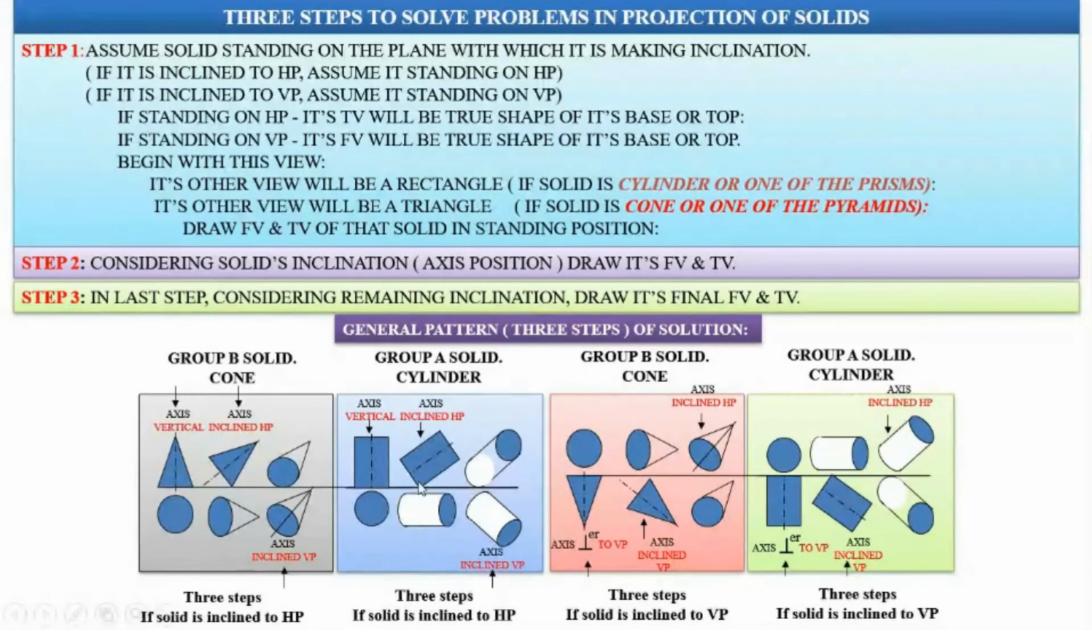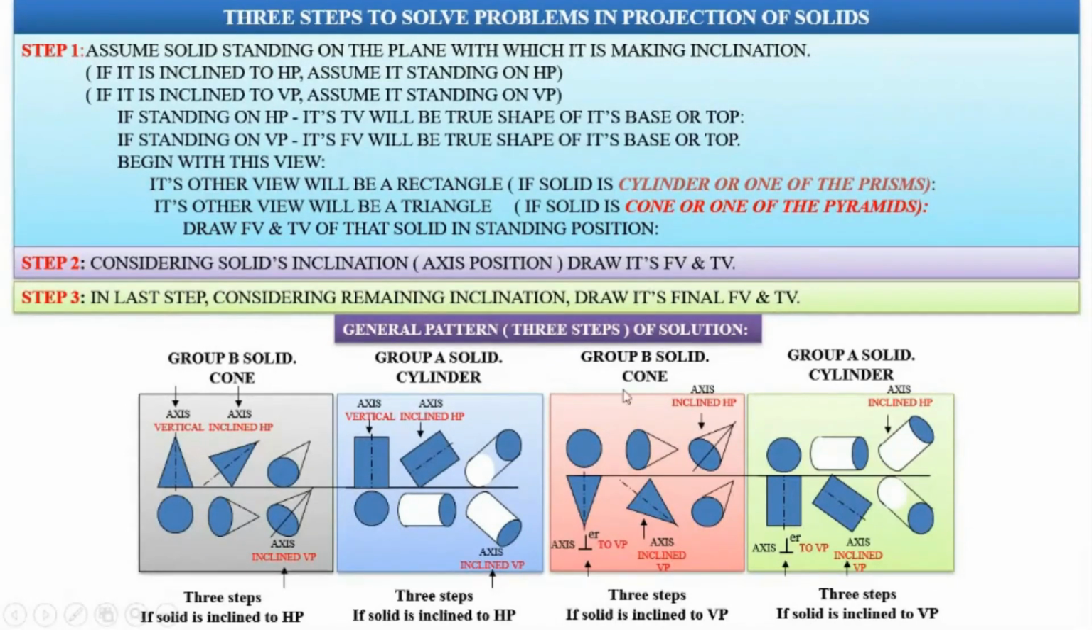If you look into all these four diagrams given below, see the first figure in all the four conditions. This is the first figure. Here it is a cone, the group B solid. In the case of a cone, the top view is a circle and the front view is a triangle, that is, when the cone is resting on HP. Here it is a cylinder. In this case, the top view is a circle and the front view is a rectangle. Again, it is resting on HP.